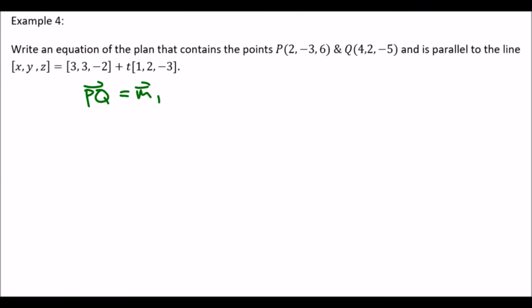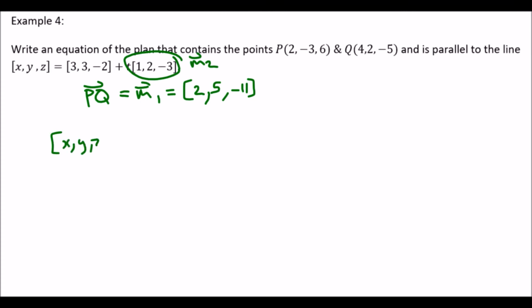So that's going to be equal to, finding my direction vector here, 4 minus 2 is 2, 2 minus negative 3 is 5, and then negative 5 minus 6 is negative 11. I'm going to use that as a direction vector, and since it's parallel to the line, I can use this here as my other direction vector, m2. And I can use either P or Q as a point on my plane.